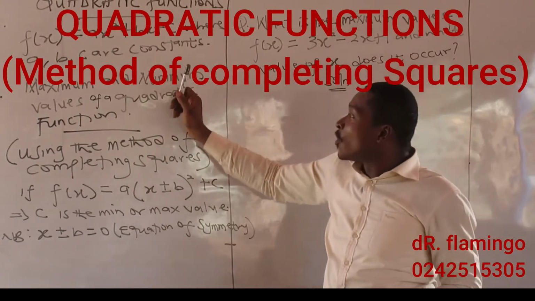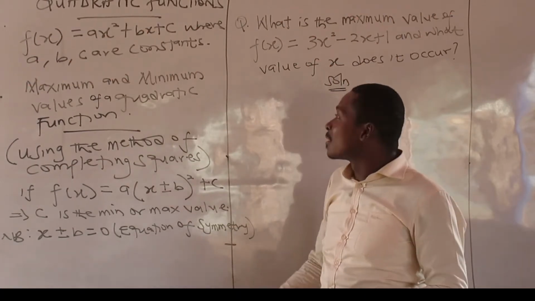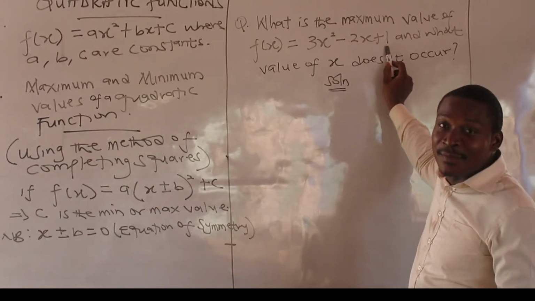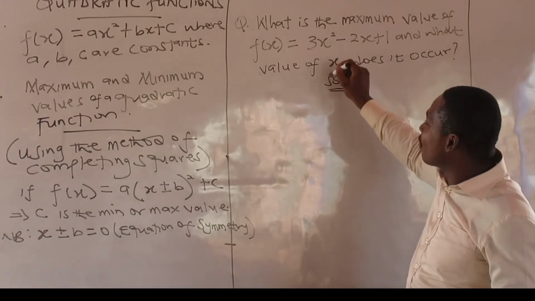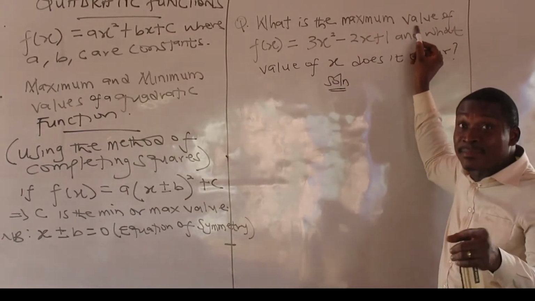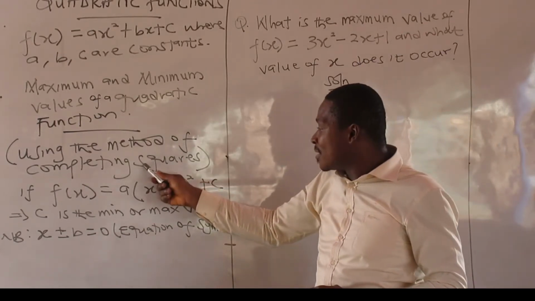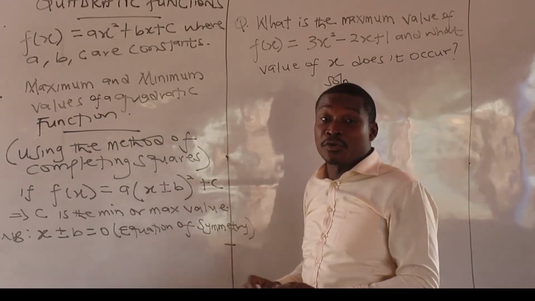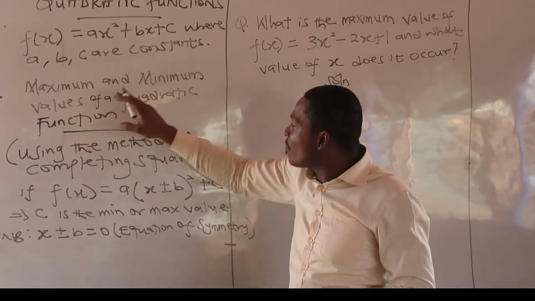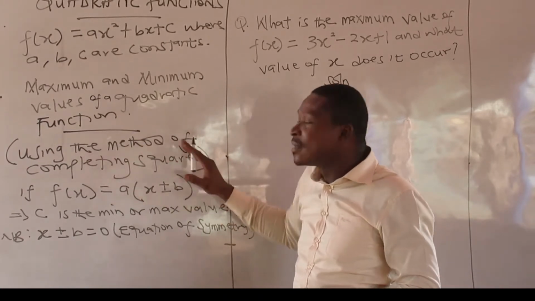If you remember in the other video that we did, we factorised quadratic trinomials. We used a very simple method to break them down. Now they are asking us to use the method of completing squares. With the other method, you can never get your maximum value. You can only get a maximum or minimum value when you are using the completing squares method. So that is what we are going to do: how to find the maximum and minimum values of a quadratic function using the method of completing squares.